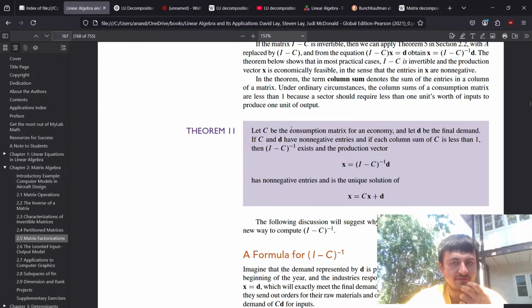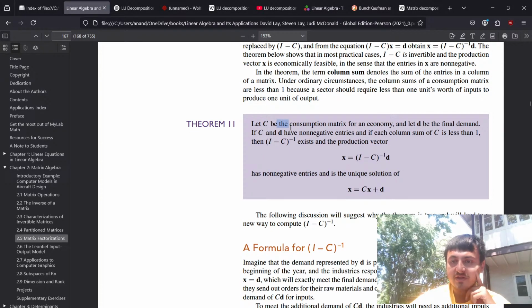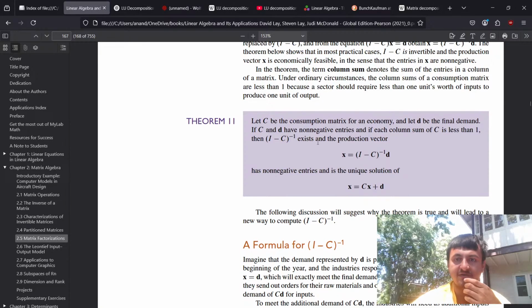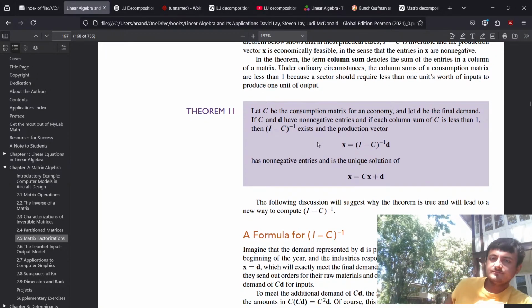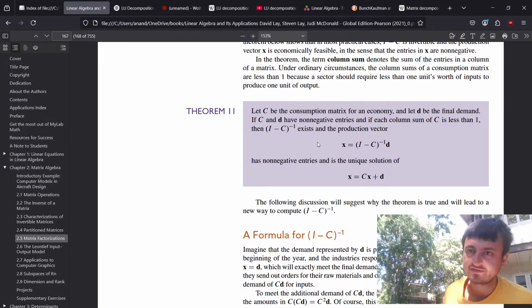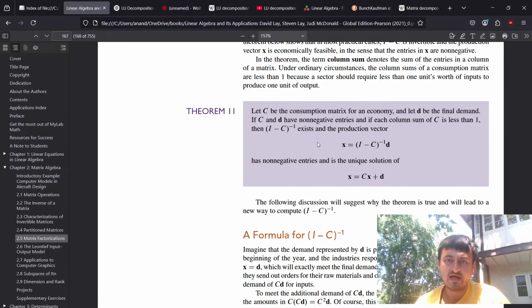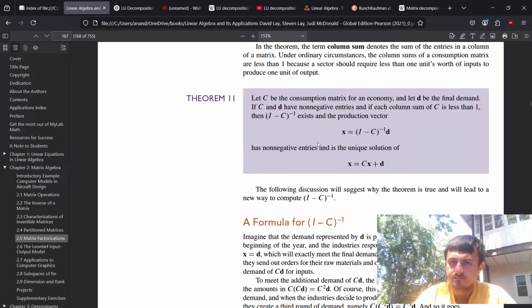Okay, theorem 11. Let C be the consumption matrix for an economy and D be the final demand. If C and D have non-negative entries, and if each column sum of C is less than 1, then I minus C inverse exists. Is that true? Wait, I don't know if that's true. What if you have linearly dependent columns?